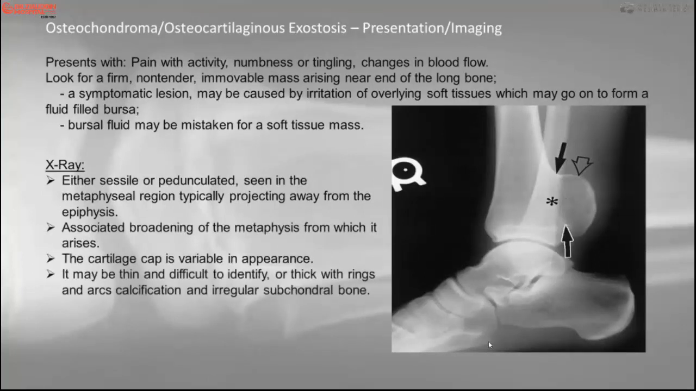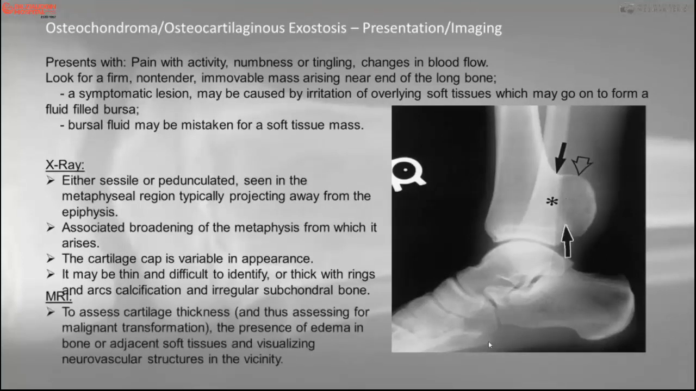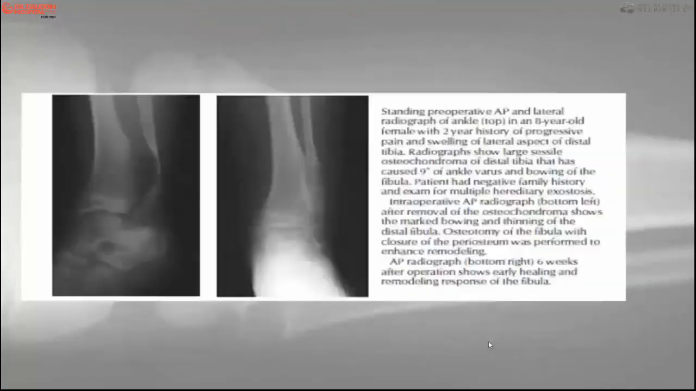And the importance is of the cartilage cap. So the MRI is basically to assess the cartilage thickness, and thus assess malignant transformation, the presence of edema in the bone and adjacent soft tissue, and visualization of the neurovascular structures in the vicinity. So to see its progress, MRI is very helpful. This is an example of an osteochondroma which was removed and subsequently showing healing.